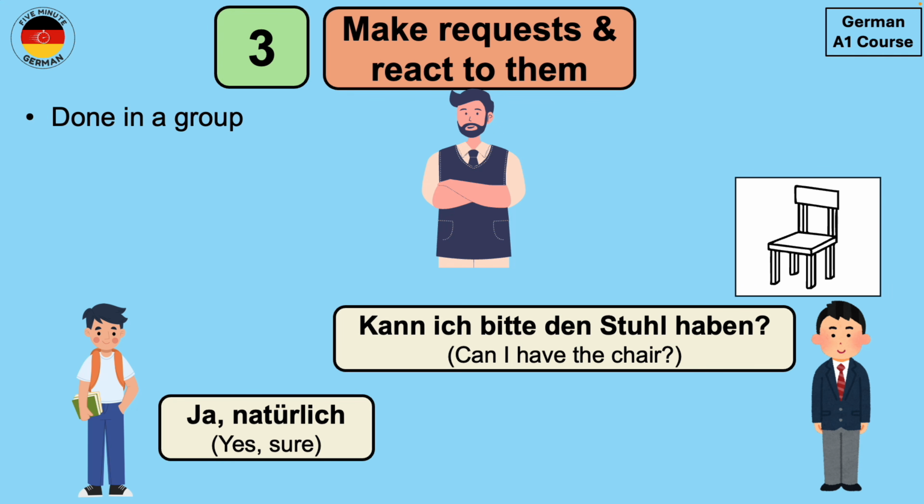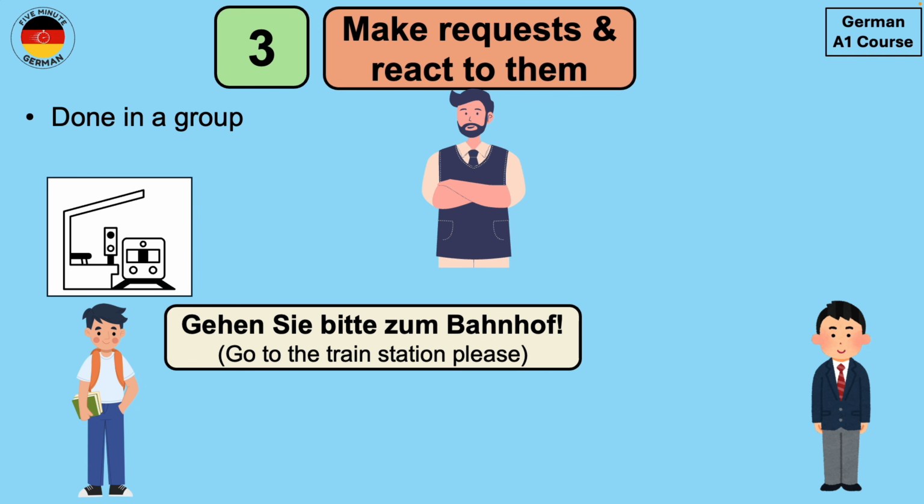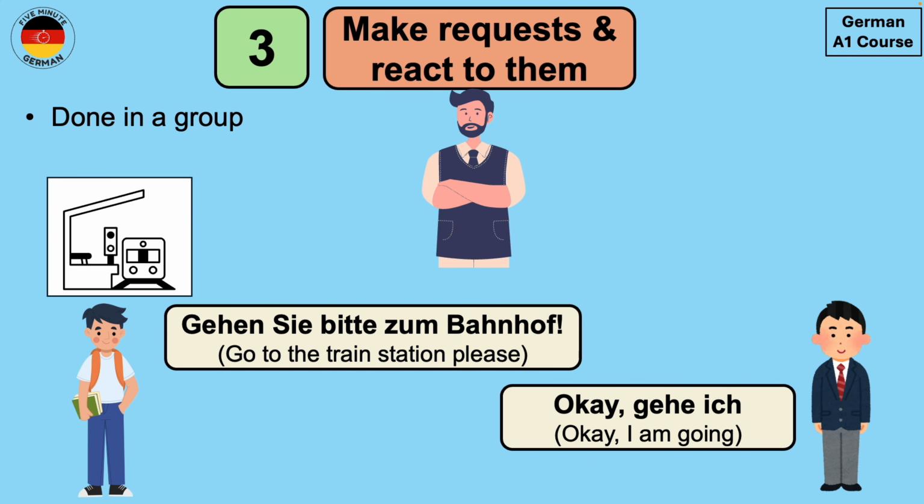Now let's take one more example, which is a little different. So suppose you get the card where you have the image of a train station. In this case, you can give the command or make the request, Gehen Sie bitte zum Bahnhof. Go to the train station, please. And the other person can say, Okay, gehe ich. Okay, I am going. So this is how you have to make requests or give orders or commands in this section.